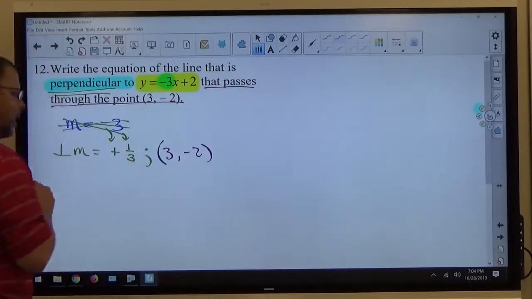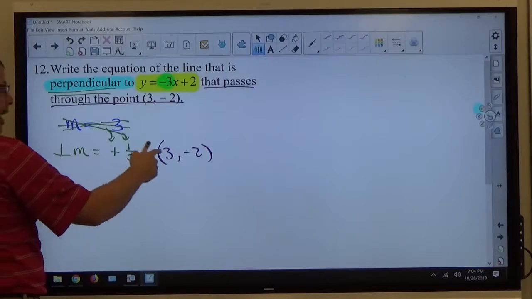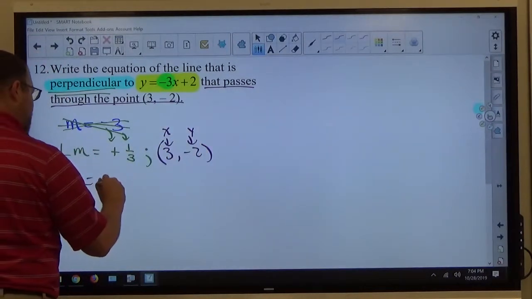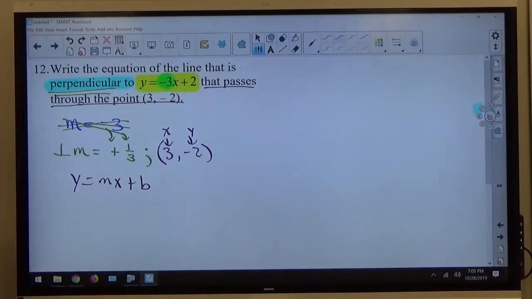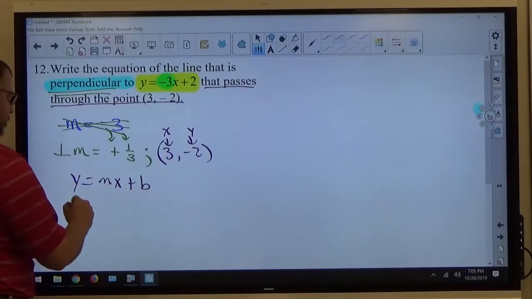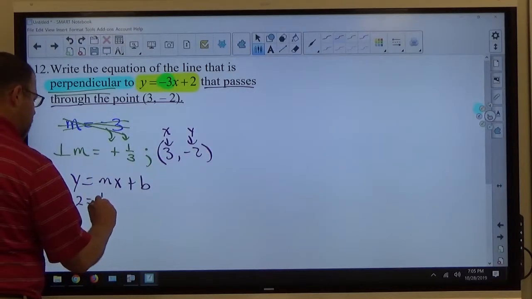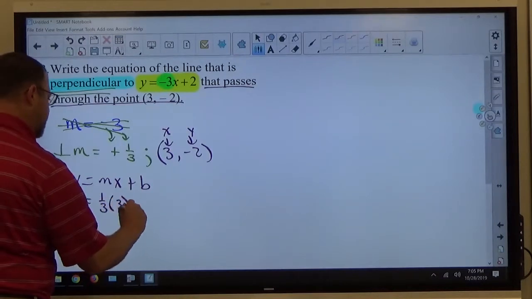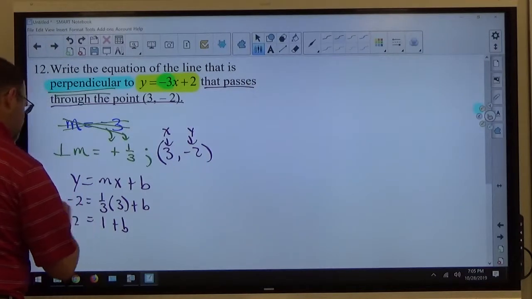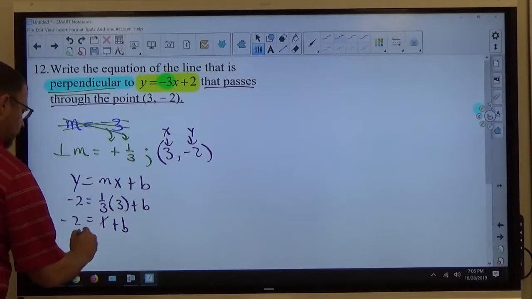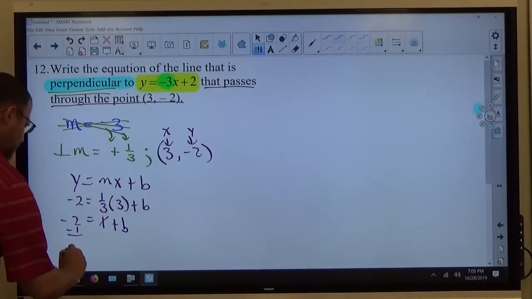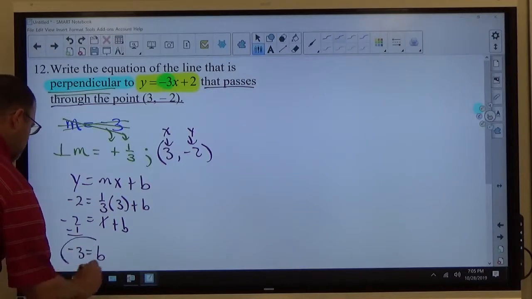So I do that. And once again, I'm at the same point where I know m, I know x is equal to 3, I know y is equal to negative 2. y equals mx plus b is the structure of my linear equation. I'm going to replace these three values, m, x and y, in this equation. So y is negative 2, m is positive 1/3, x is positive 3. 1/3 times 3 is equal to 1. I want to know 1 plus b is equal to negative 2. I slide the 1 over. It becomes negative 1 on the left. Negative 2 minus 1 is negative 3. My y-intercept is negative 3.